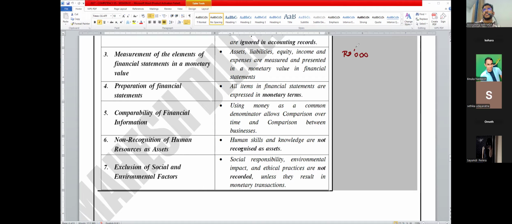Preparation of financial statements, right? All items in financial statements are expressed in monetary terms. Next, comparability of financial information. How does it affect? Using money as a common denominator allows comparison over time and comparison between businesses.